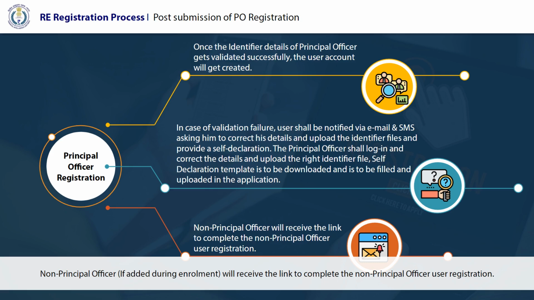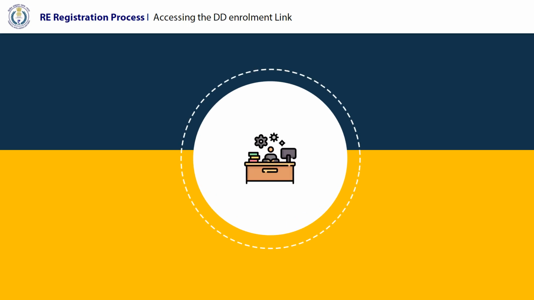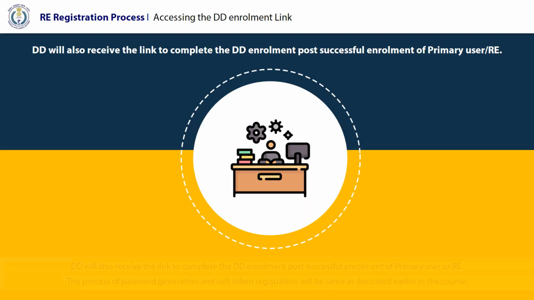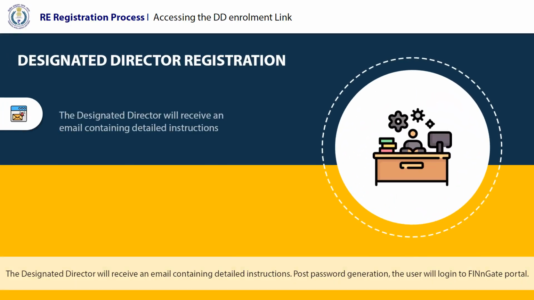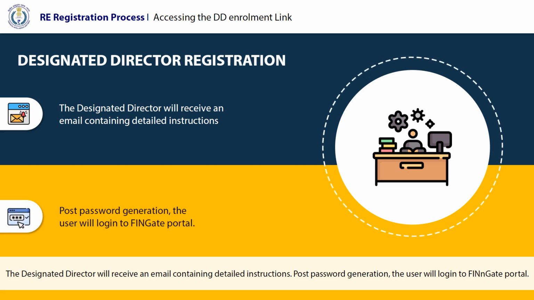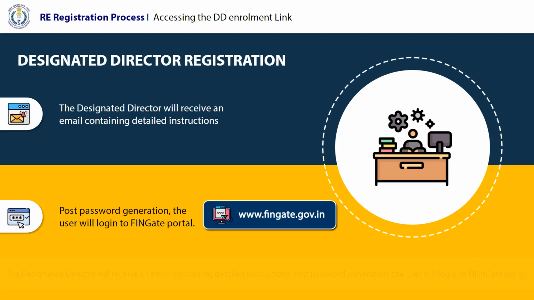Non-principal officer, if added during enrollment, will receive the link to complete the non-principal officer user registration. DD will also receive the link to complete the DD enrollment post successful enrollment of primary user or RE. The process of password generation and soft token registration will be same as discussed earlier in the course. The designated director will receive an email containing detailed instructions. Post password generation, the user will log into FIU's portal.